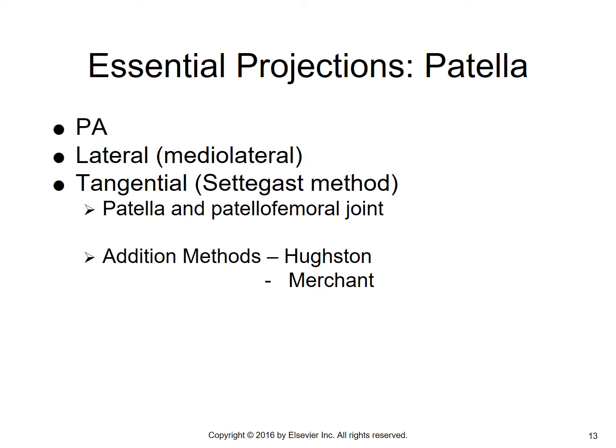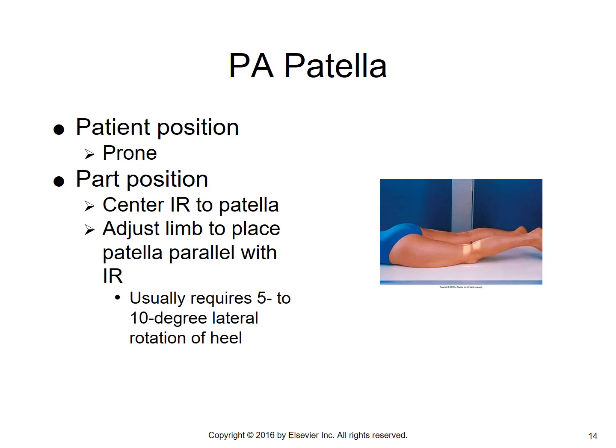Let's move on to the patella now. So we've got essential projections for the patella being the PA, the lateral of the patella. It's a medial lateral. And the essential projection as far as tangential is the Settegast method. There are additional methods. This would be the Hughston and the Merchant, which we'll talk about. So first of all, the PA patella.